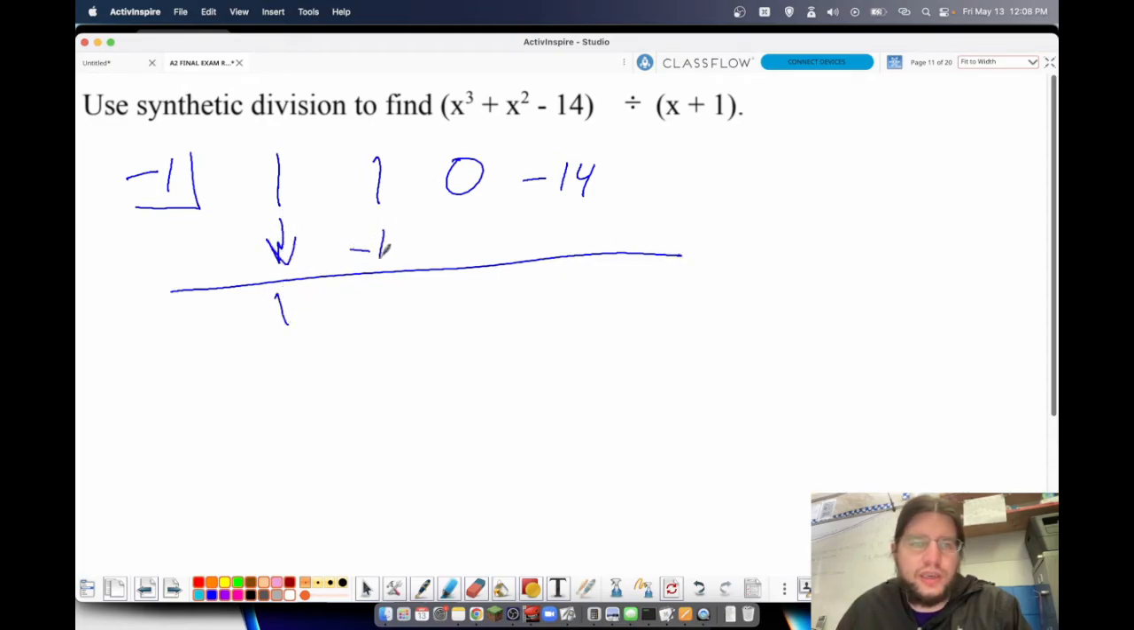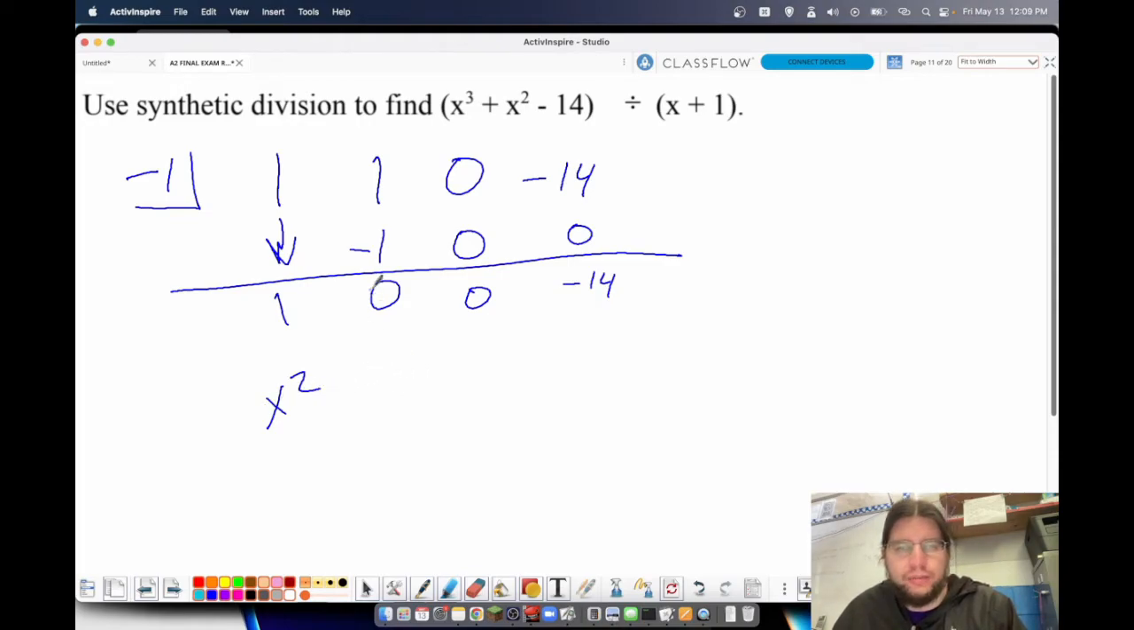That goes to 1, -1, combine like terms. Remember, we bring down the first one, multiply, that gives us -1, combine, multiply, combine, multiply, combine. All right, so this tells me if we divide that, we reduce the degree by 1, so it's going to be 1x squared. I'm not going to write the 1, but you can. Plus no x's, plus no constant, plus -14 over x plus 1.